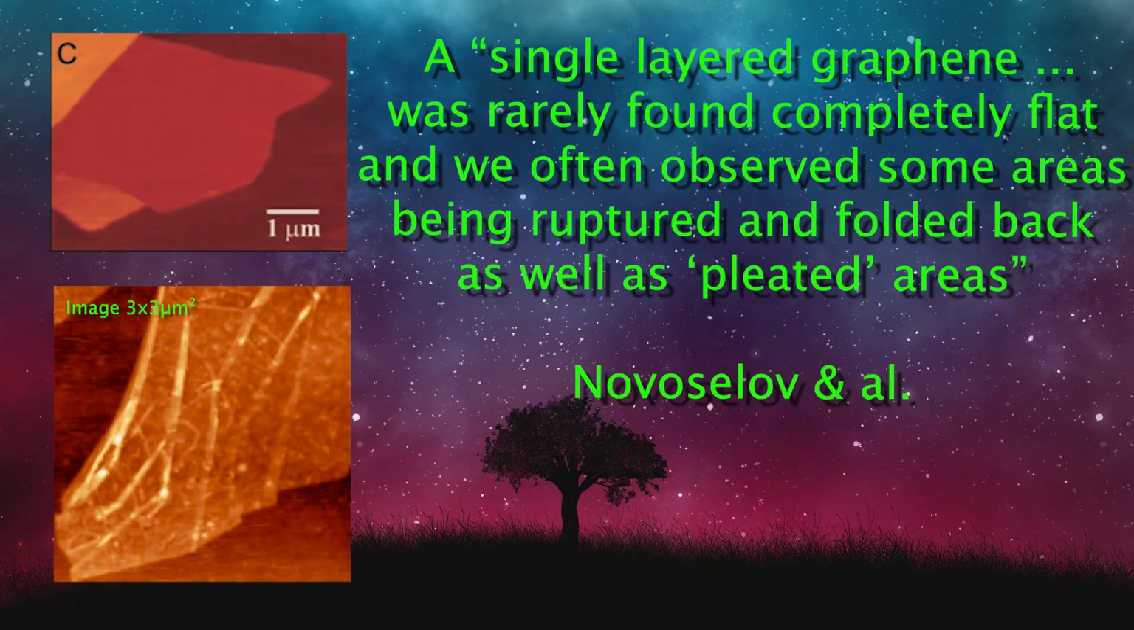In fact, they observed folded monolayers. A single-layered graphene was rarely found completely flat, and we often observed some areas being ruptured and folded back, as well as split areas. The measured dimension is approximately 0.8 nanometers for a double fold and 0.4 nanometers for a single fold. From this, they deduced that it is a monolayer. However, in some places, the images seem to show bubbles between the folds. So is it really a single monolayer?